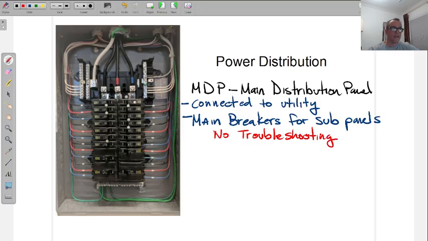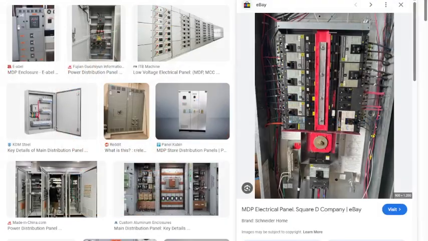This panel is maybe a 2,000 or 3,000 amp panel. Stay away from that thing as much as possible. Don't even open it up. Very dangerous to get inside of it. In there, you're going to have, like I said, these large breakers that are feeding your other panels. So that's all that's going on in here.